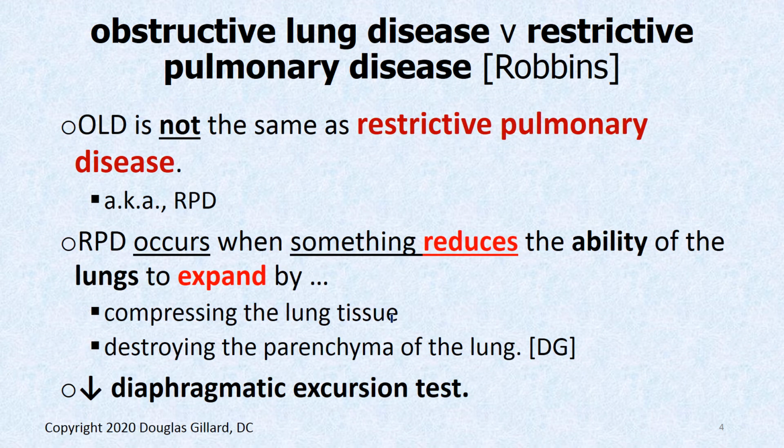Another important thing before we get rolling here. Obstructive lung disease versus restrictive pulmonary disease. These are not AKAs for each other. RPD occurs when something reduces the ability of the lung to expand. So it's got nothing to do with something blocking the pipes or the airway. These patients, by the way, we talked about in lab, diaphragmatic excursion tests. These people will have decreased diaphragmatic excursion.